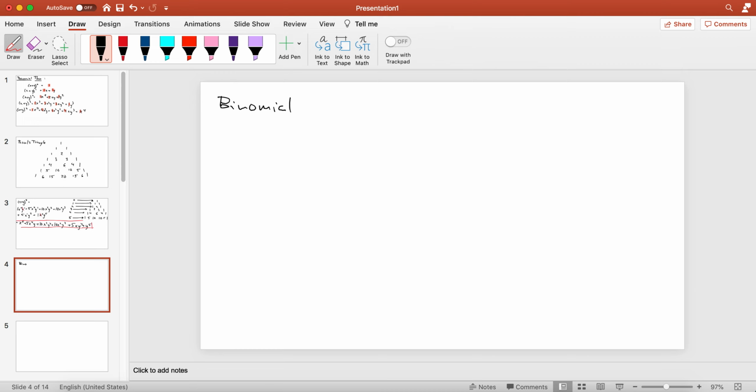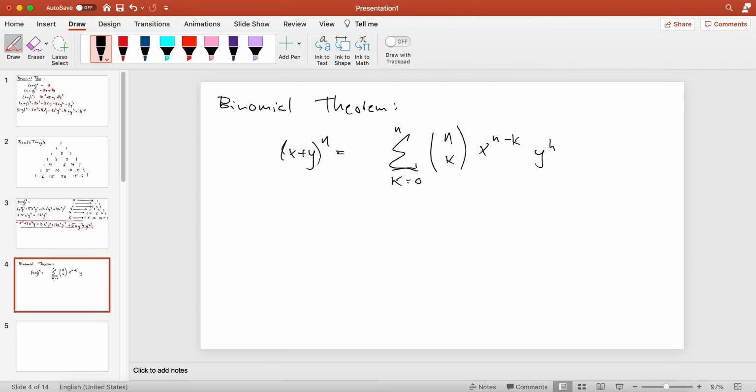Binomial theorem. Let's get to the statement of the binomial theorem. If you have x plus y to the nth power, that is going to be the sum from k equals 0 up to n of n choose k, x to the n minus k, y to the k. I know you're looking at that and you're really scared. That looks crazy. But I promise you it's actually not bad at all.